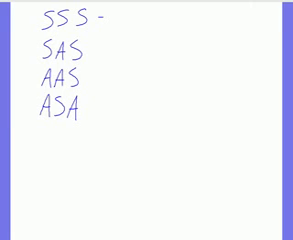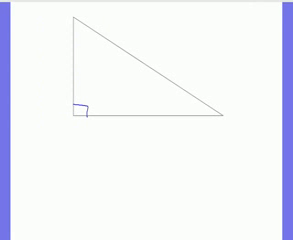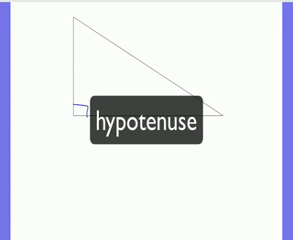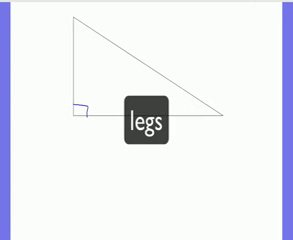Okay? Right? Now, for right triangles, we only have to know 2 things. Okay? Now, there's 2 different kinds of sides on a right triangle. What are they called? What's the longest side called? Most of y'all probably know that one. Hypotenuse. That's right. Okay? Now, what are the other 2 sides called? Legs. Okay? So, hypotenuse and legs.